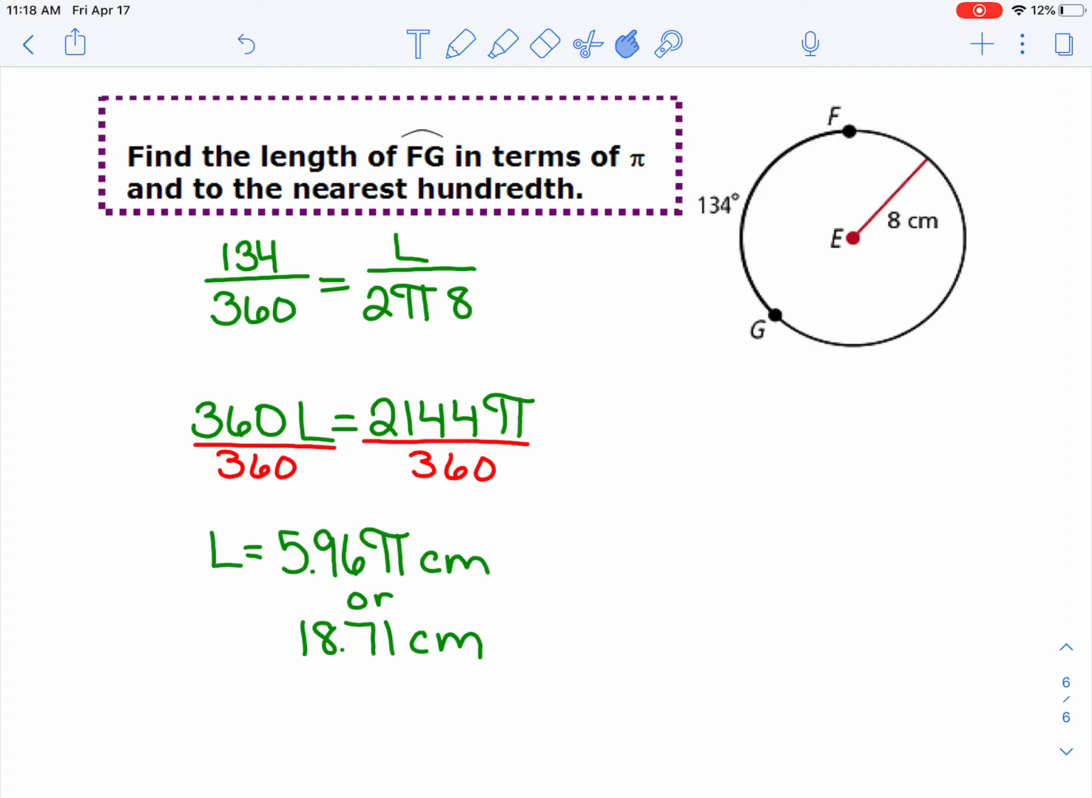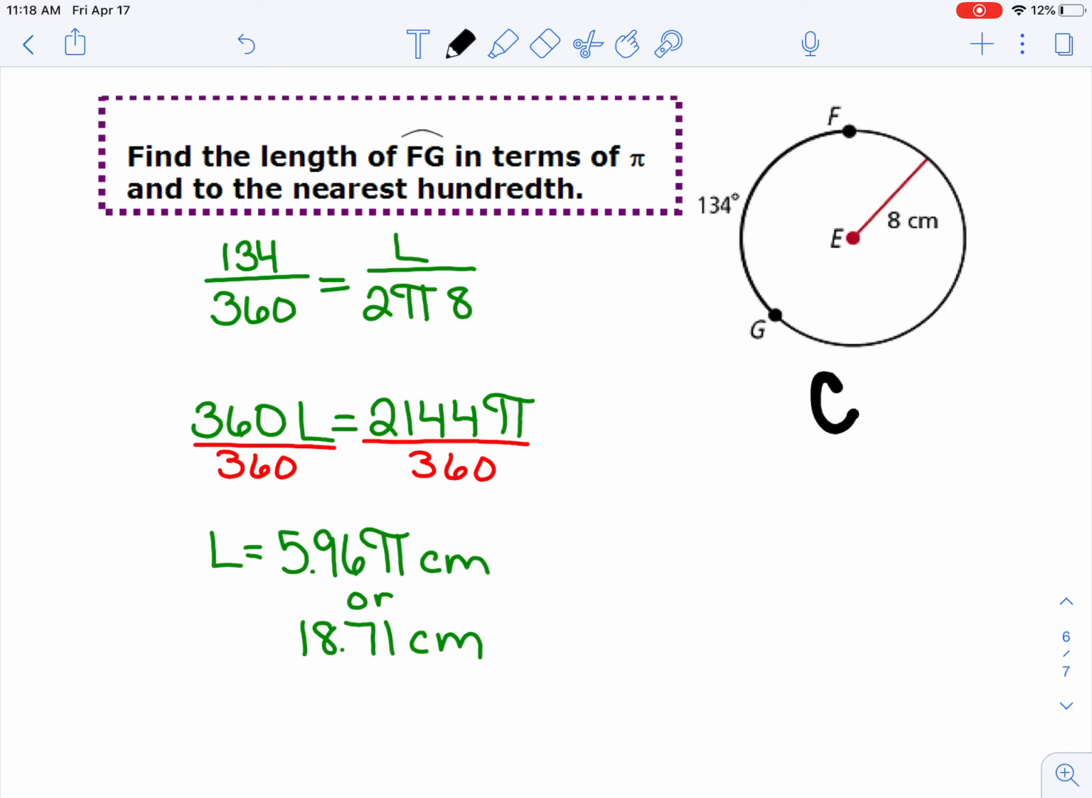So we can set up our proportion by taking the measure of our arc in degrees, which is 134 degrees, over the entire degrees of our circle, which is 360 degrees, equals L to represent the length of arc FG, that's what we're trying to find, over the circumference of our circle.